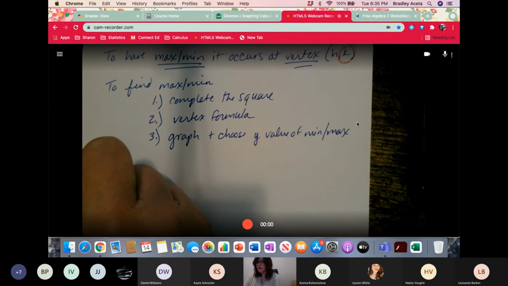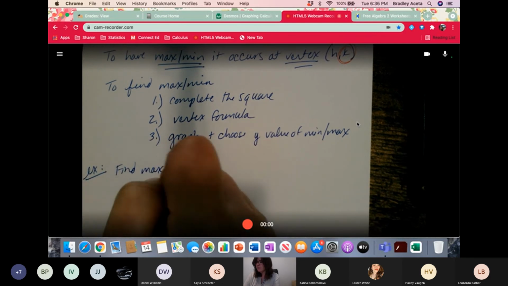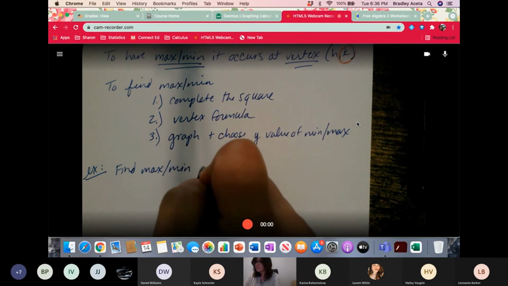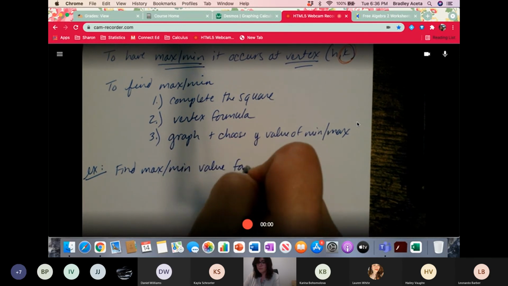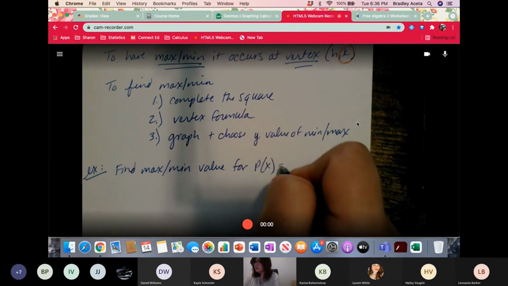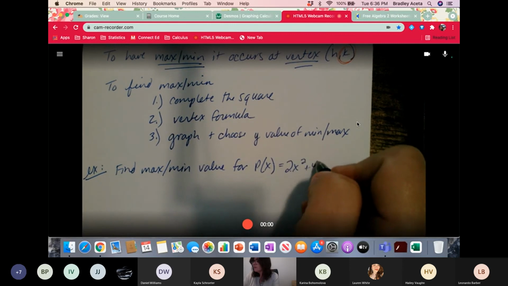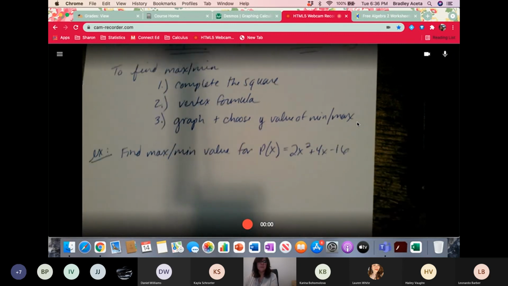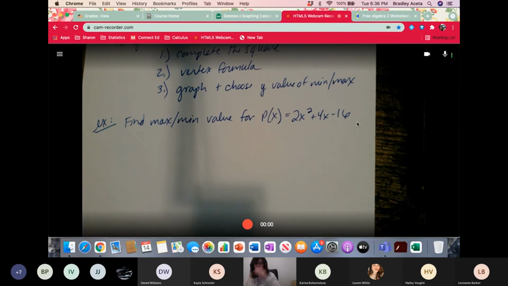Let's find the max or min value for P of x equals 2x squared plus 4x minus 16. So find the max or min value. And we're going to do this on Desmos because I've been trying to use Desmos a little bit more. I love my graphing calculator, and we'll do it in a minute, but with another problem I have. I kind of want to show you on Desmos how to do this.